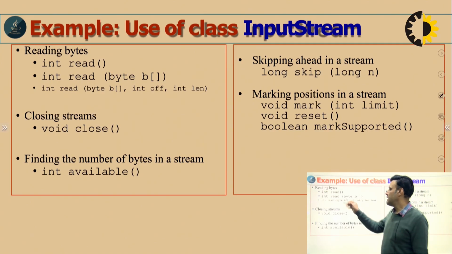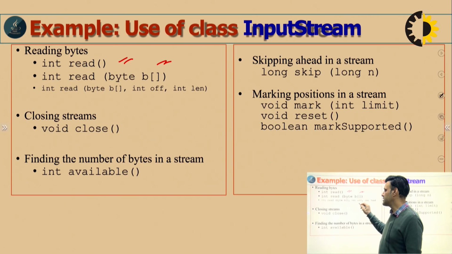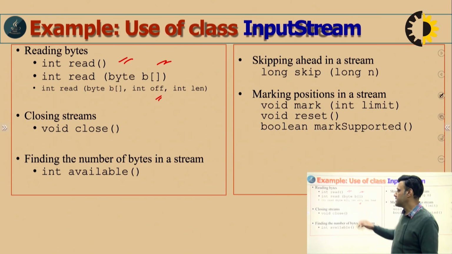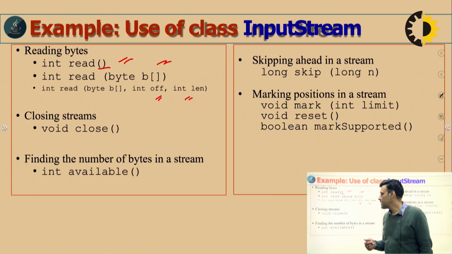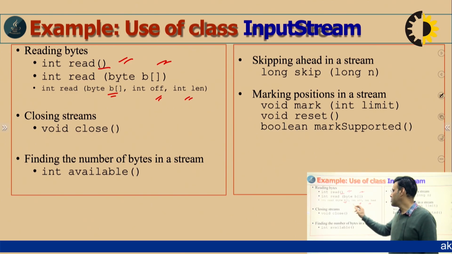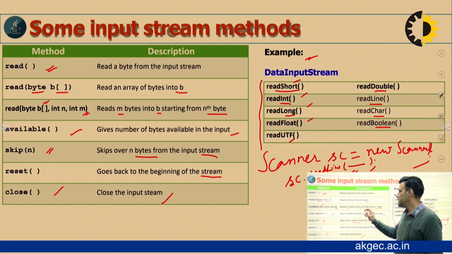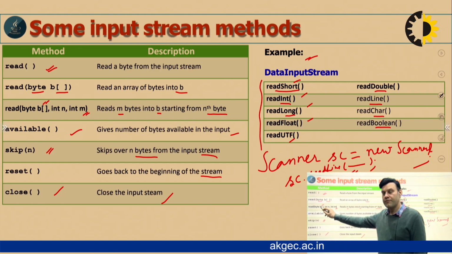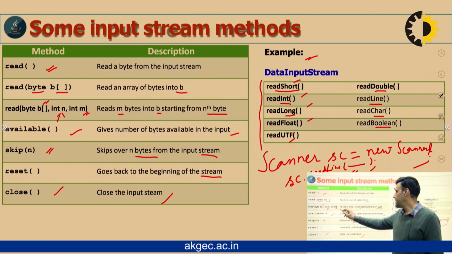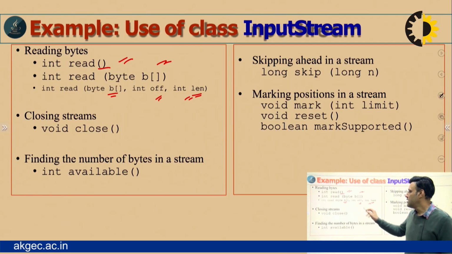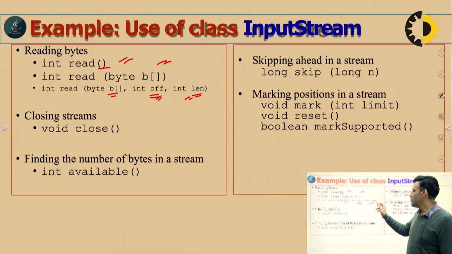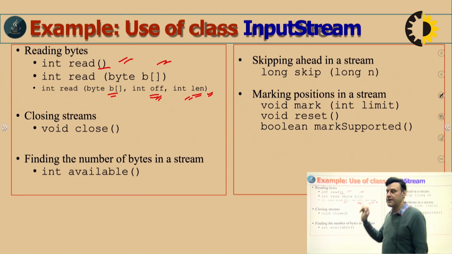For example, for reading bytes, we have these three constructors, as I have told you before. This is the default constructor. This is the single parameterized constructor. This is the three parameter constructor. So what is happening here is we are going to read that length. This is byte array B. This will be n, right? From the nth byte we are going to read m bytes. From the given offset we are going to read that particular length, right?